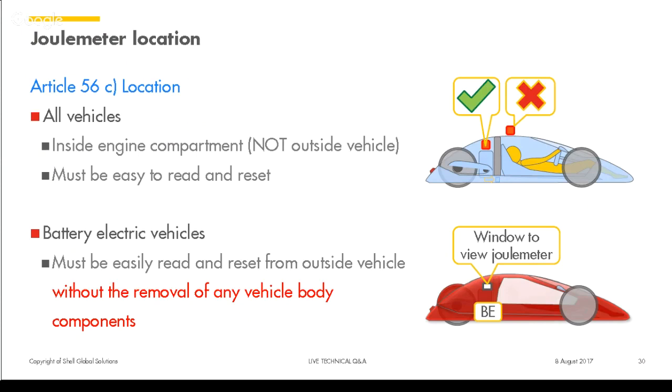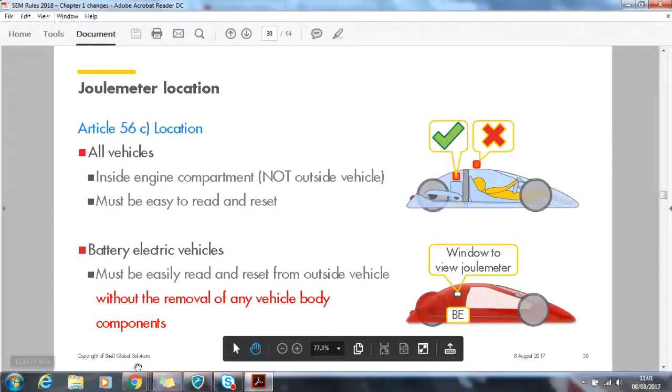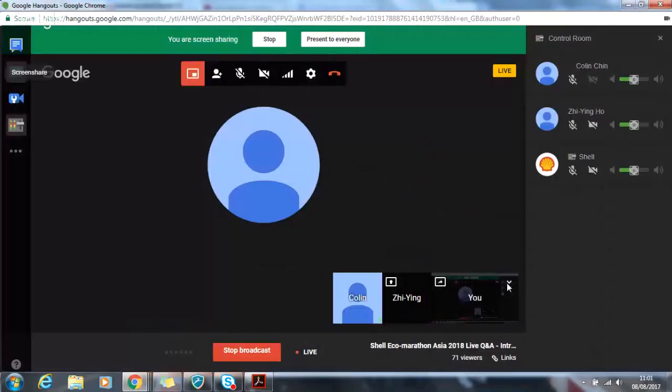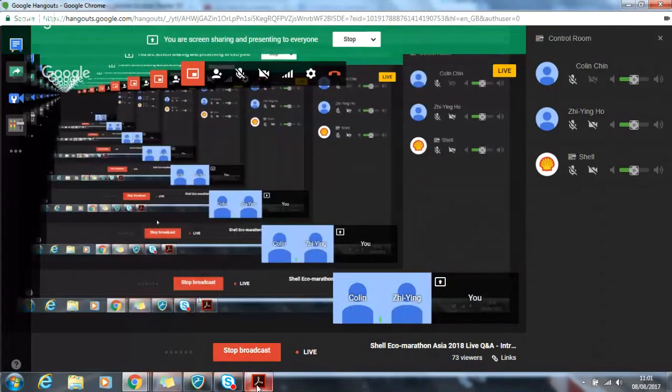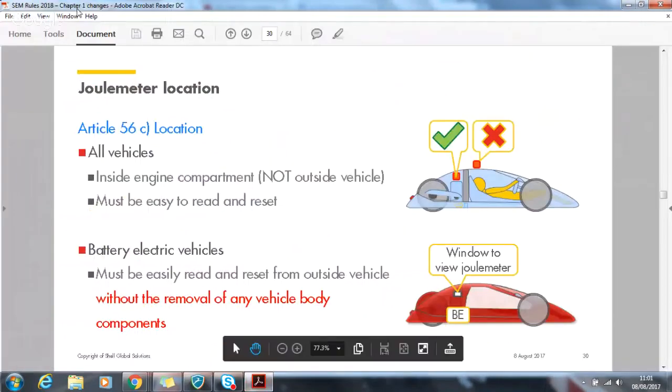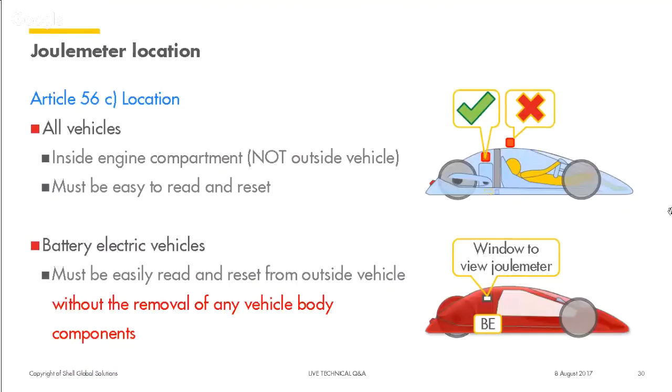And for all vehicles, it must be easy to read and to reset. Basically, when we say read and reset, it means if, let's say, we open up the cover of the vehicle, the technical inspector should be able to read it as well as to reset it. There's a little button on the right side of the Geometer which needs to be accessible to the technical inspector. If it's not, we will ask you to relocate the Geometer.